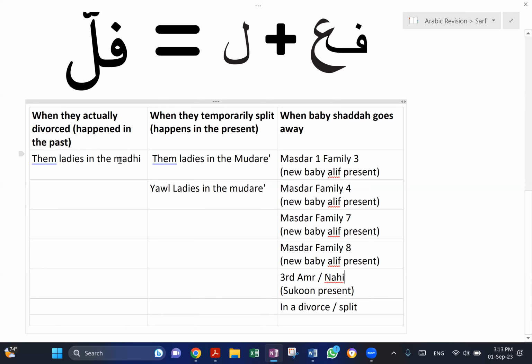It happens in the past, in the Madi, with "hunna", them ladies. So when you reach the hunna, them ladies, they had this amazing romance and beautiful love story of Ain and Lam, and they got jealous. They were like, you know what, we're gonna hatch a plan and we're gonna split these two people apart.